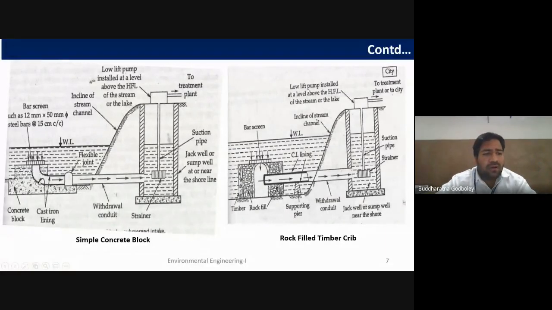Now above this concrete block you can see it is a steel bar screen. This is your bar screen. In the bar screen also, the dimension given will be like 12 mm by 50 mm dia. Then steel bars are used at the rate of 15 centimeters center to center. The spacing between each steel bar, if this is one bar and this is the other bar, the spacing between these two is 15 centimeters. So this much detail is provided here.